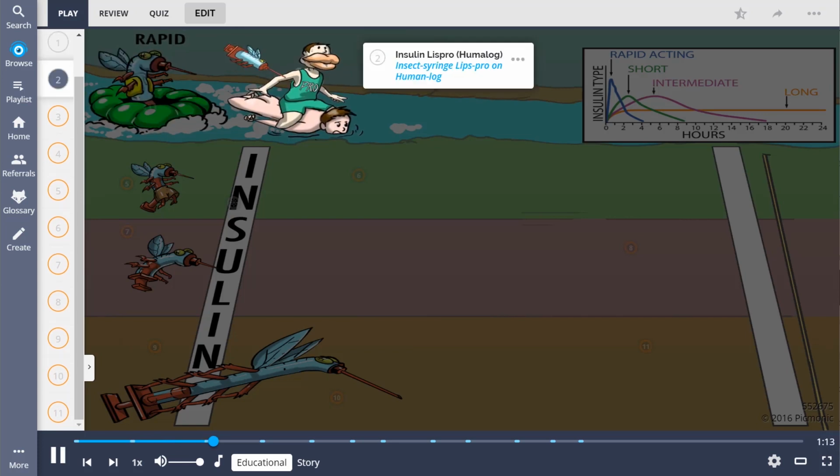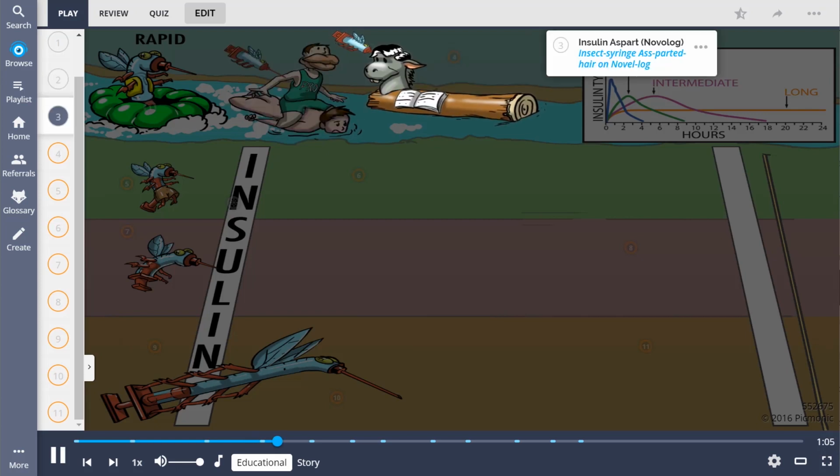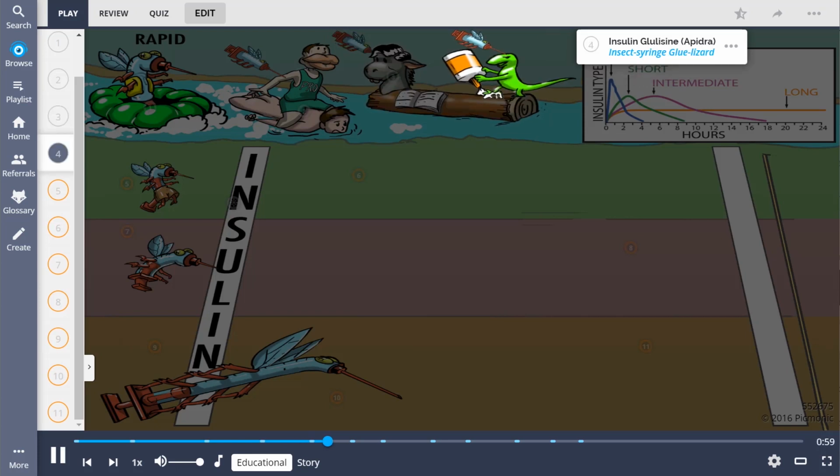On his team, he has Insulin Lispro, trade name Humalog, shown by the insect syringe Lips Pro on the human log. Insulin Aspart, trade name Novolog, shown by the insect syringe Asparted Hair on the novel log. And Insulin Glulisine, trade name Apidra, shown by the insect syringe Glue Lizard.